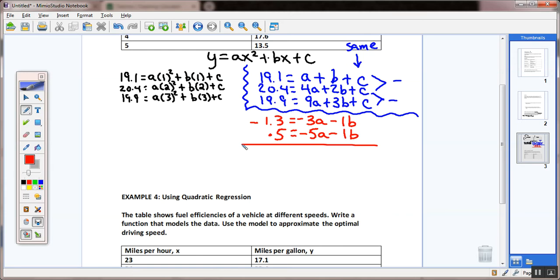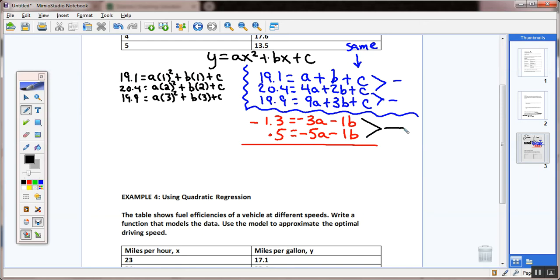Hey, in that new system, does anything stand out? Or is there anything in there that can help us move forward? 1b. Oh my gosh, the 1b's are the same. How about the signs of the 1b's? They're the same also. So if they're the same, what am I going to do with these 2 equations right here? Am I going to add them or subtract them? Subtract.